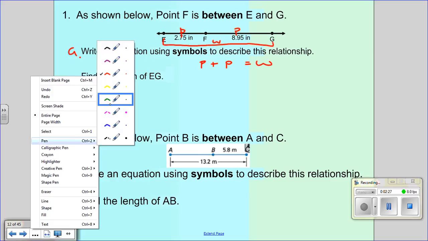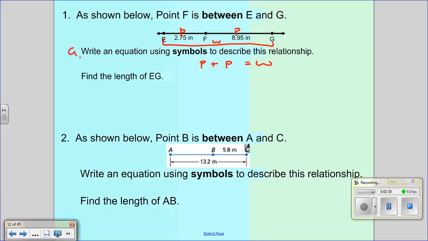And then the equation would read EF plus FG is equal to EG. So again, that's the equation, and that's what is expected of you throughout this process. Write the equation down.